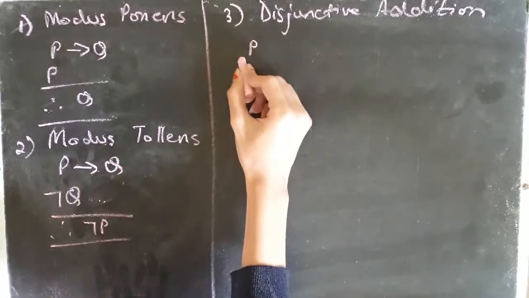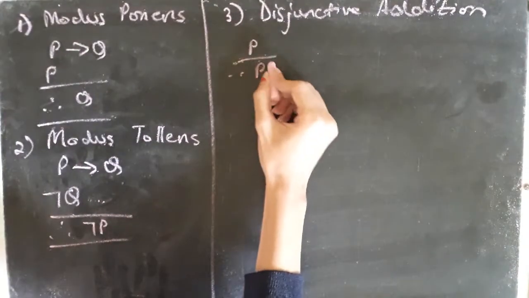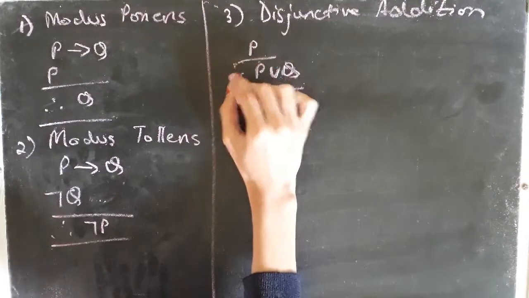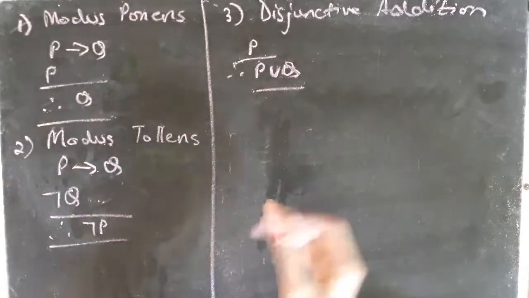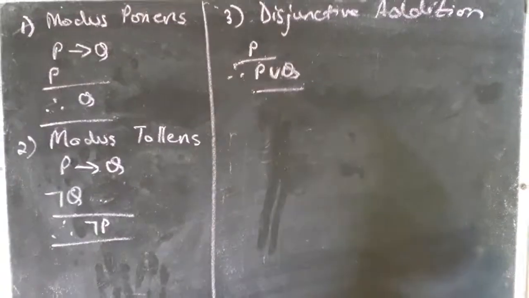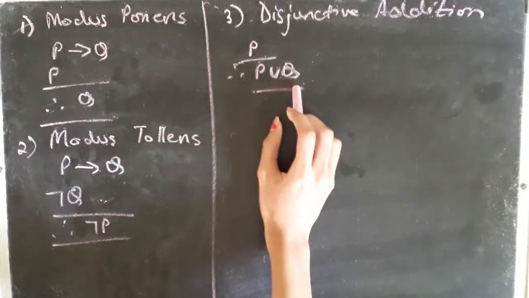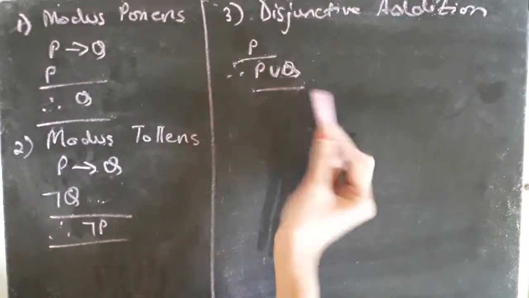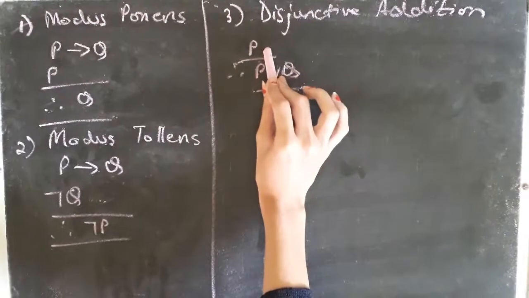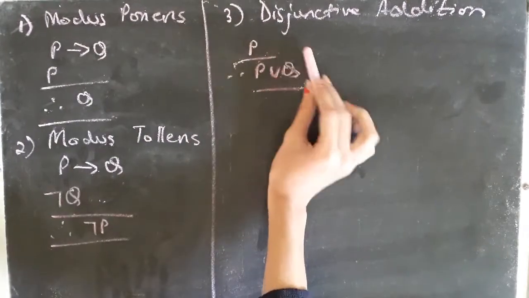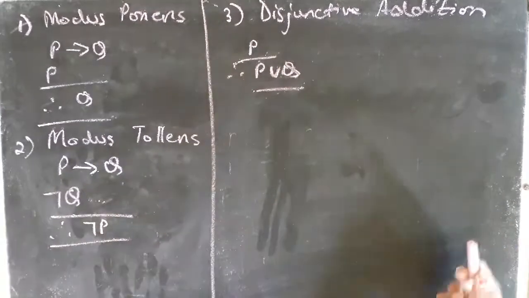What does disjunctive addition say? P, therefore P or Q. Now this is quite logical. What does P or Q state? P or Q basically means that either P is true or Q is true, or both of them are true. So it is obviously given to us that P is true because P is a premise. So obviously P or Q is also true.